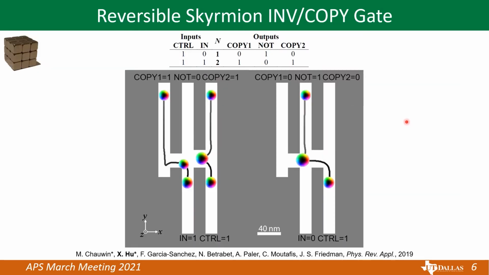Apart from the AND/OR gate, a complete computing system requires fan-out and inversion functions. Here we show a skyrmion inverter copy gate, which implements two functions. First, it duplicates the input signal here, and second, it generates the inversion of the input signal here. On the top, we show a truth table of this, and again, the output skyrmion number will always equal the input skyrmion number.